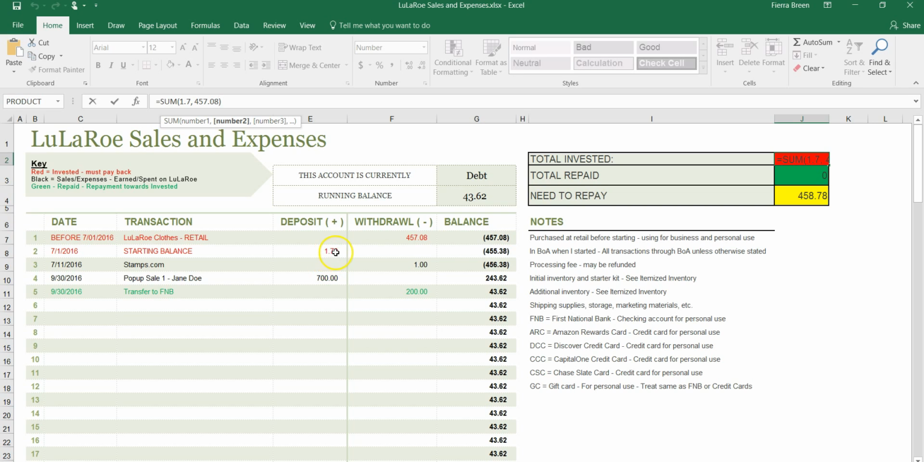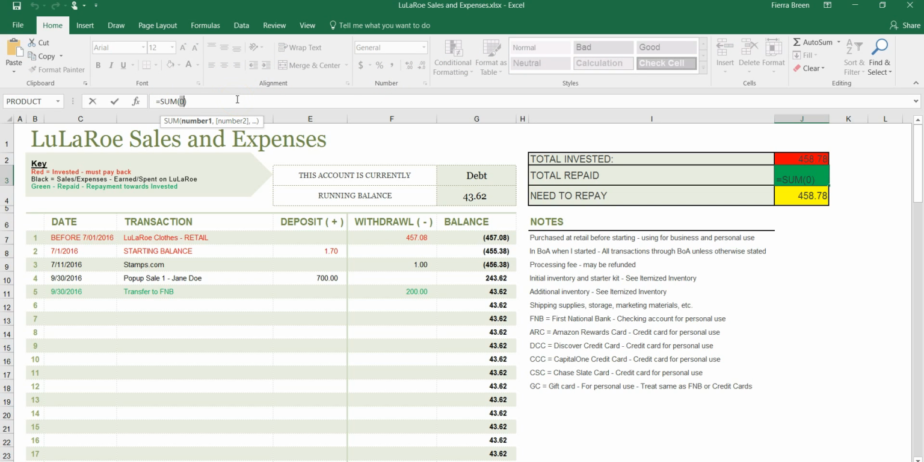So that's also in there, and I just do this formula here, which is equal sum, and then the first number, which is 170. These are actually flipped, but it doesn't really matter. I'm just going to change it, take the 0 off the end. And then 457.08. Basically you just put number, comma, number, comma, number, and it'll add all those up. So my total that I've invested in my business so far of my own personal money is $458.78.